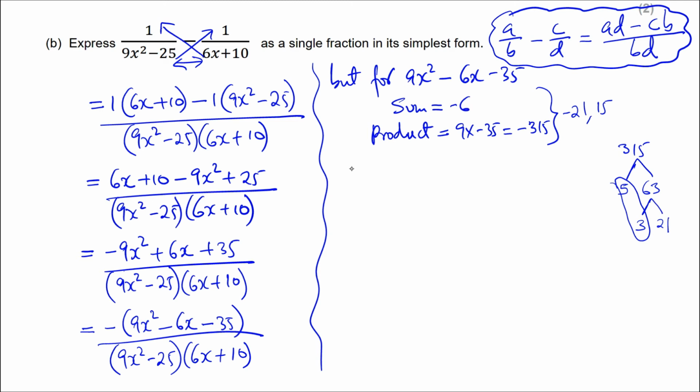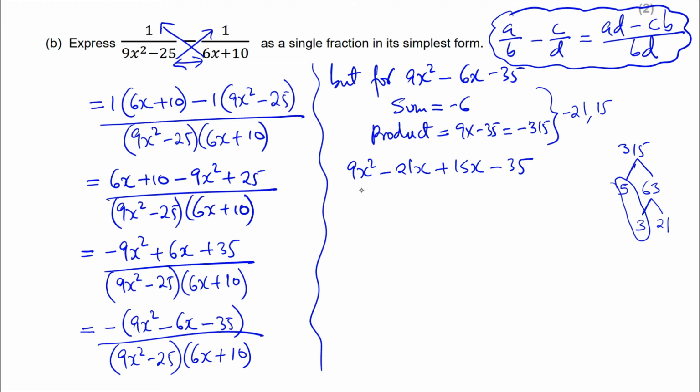So we use them to split the middle term, so we'll have 9x squared minus 6x, minus 21x plus 15x, minus 35.